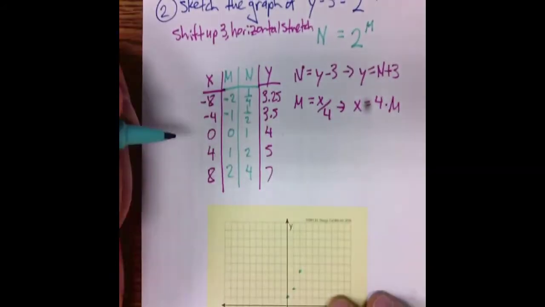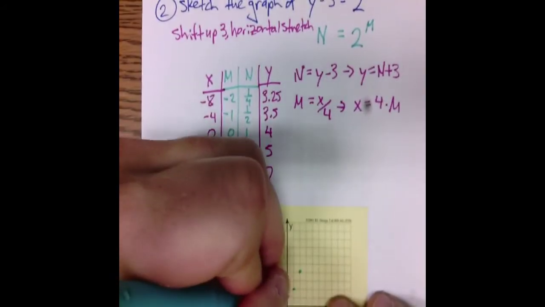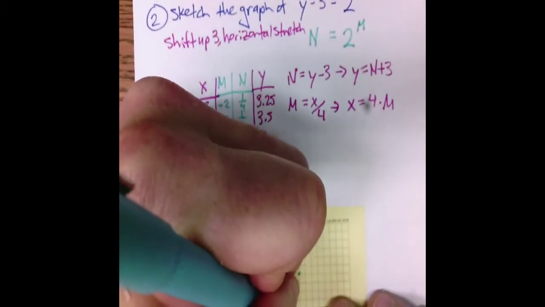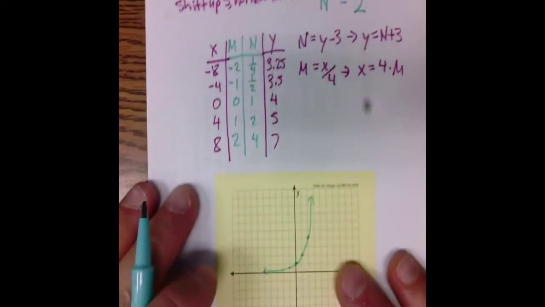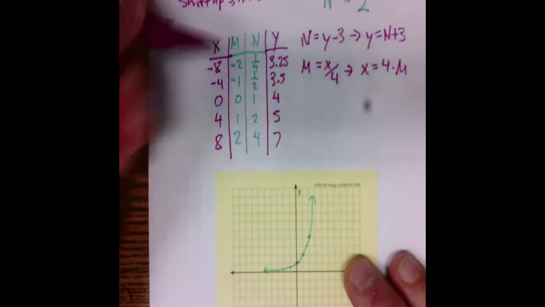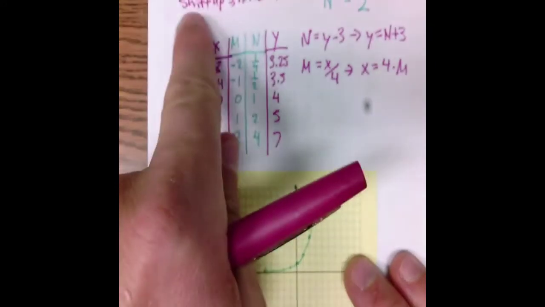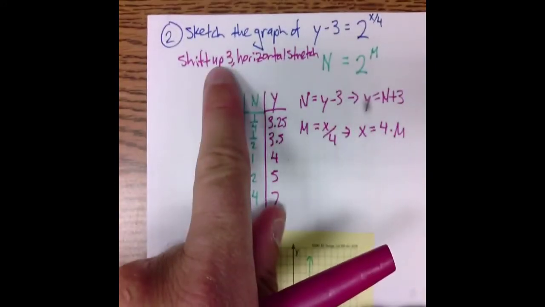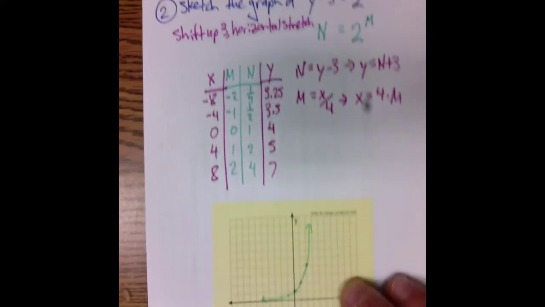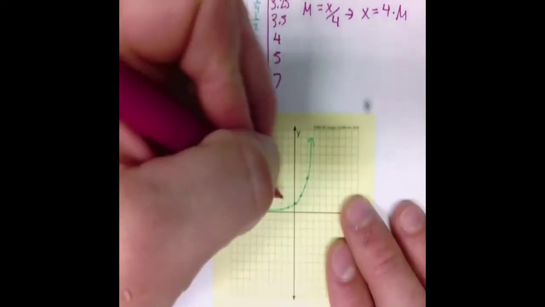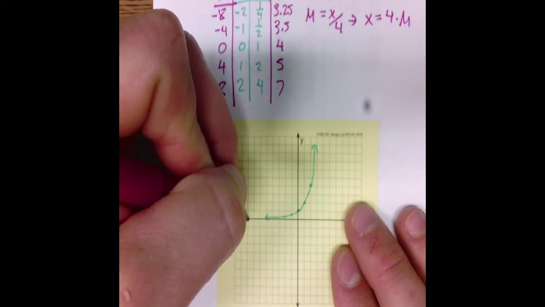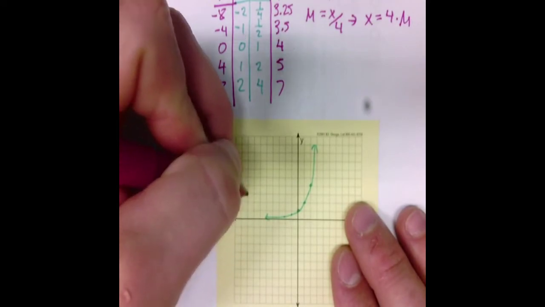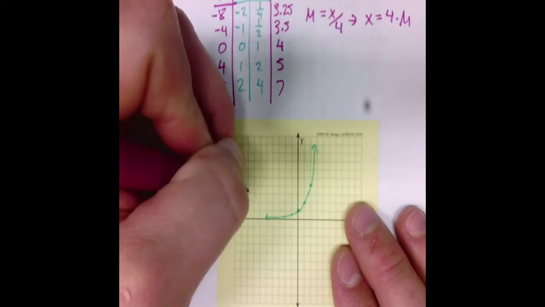So if this was my parent graph, y equals 2 to the x, right? Or in this case, I guess n equals 2 to the m. What the new one's going to look like, taking into consideration the shifting up of 3 and the horizontal stretch, both of those things, then negative 8 way back here for x is going to produce now, instead of 1/4, 3 and 1/4, so 3.25.